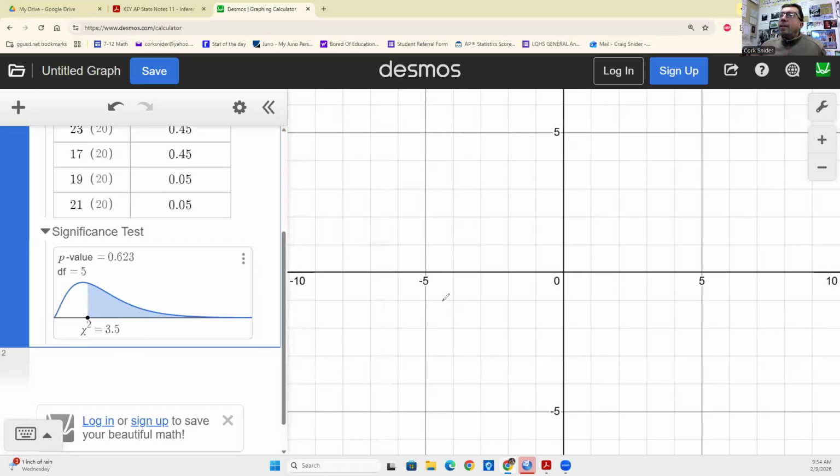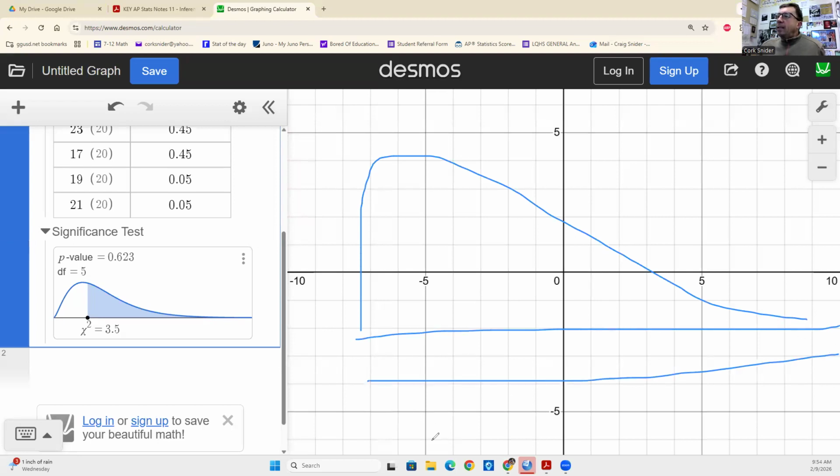So this is how you're going to draw it out. You're going to draw this skew to the right, and you're going to draw the test statistic, which you're going to write chi-square equals 3.5. And then you're going to write the p-value right below. It's always on the right-hand side, 0.623. 0.623 is definitely, circle it, a fail to reject.